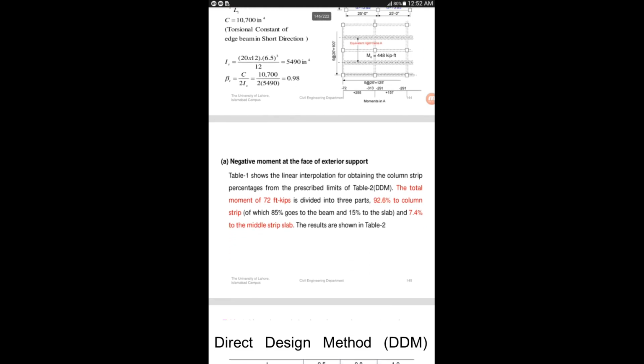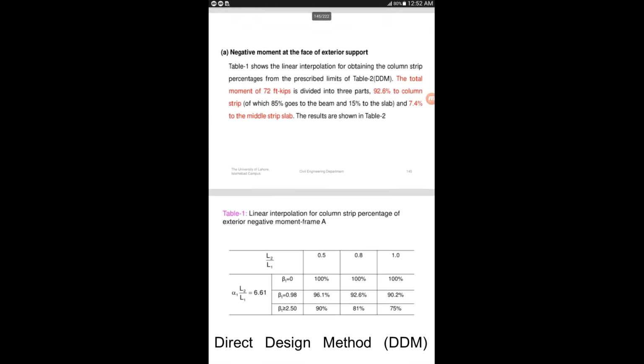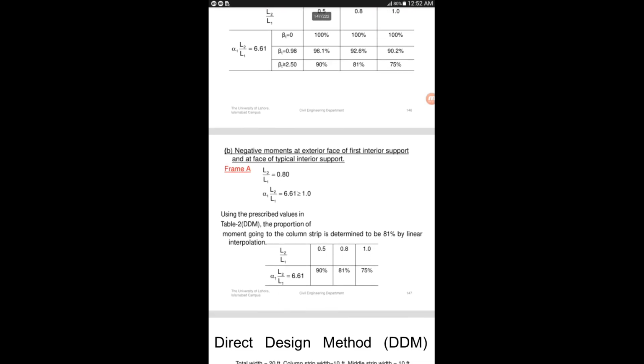In the same way, the calculation is performed for other locations. For example, if you see at this part B, this is again from A, and because it's a negative moment at exterior face of first interior support and exterior face. So just remember, because these two pieces of information are telling us this is at location 3. So this is again for frame A, we have these values.